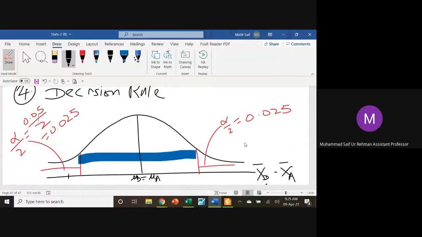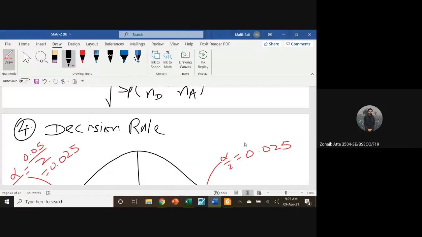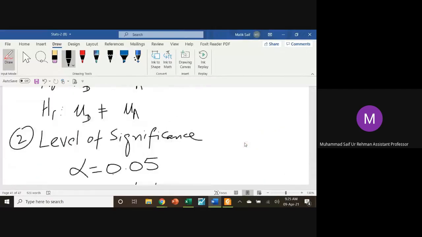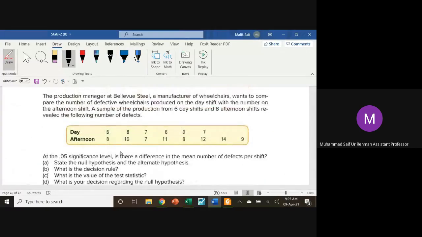So what is your opinion? Sir, I think we can solve. So all of you are able to solve this question in the other scenario. Yes, sir. Otherwise, if the question is, are there more defects in the afternoon shift? Can you solve that question?